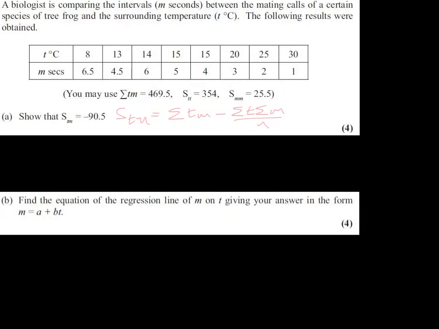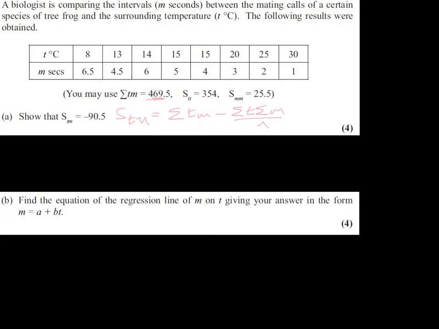Now, all we need to do here for 4 marks is literally take the formula that is provided on the formula sheet and interpret it in the context of the question. So here we should recognise that STM is going to be sigma Tm, which we've got here, minus sigma T times sigma M all over N. Now the problem in the first instance is that this isn't given to us anywhere here. So we've got to try and figure out how we can find it out.